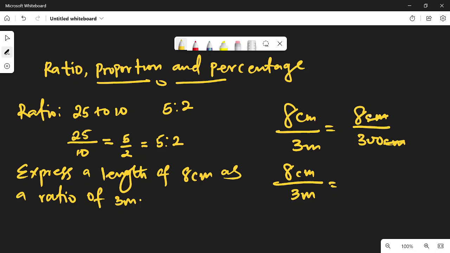Let me break it down. So 8 centimeter to 300 centimeter will give me 2/75, since 4 goes into 8 two times and 4 into 300 is 75. So this is given as 2:75. Are you getting this now? So this is what we refer to as a ratio. Please class, do you understand what they call ratio now?